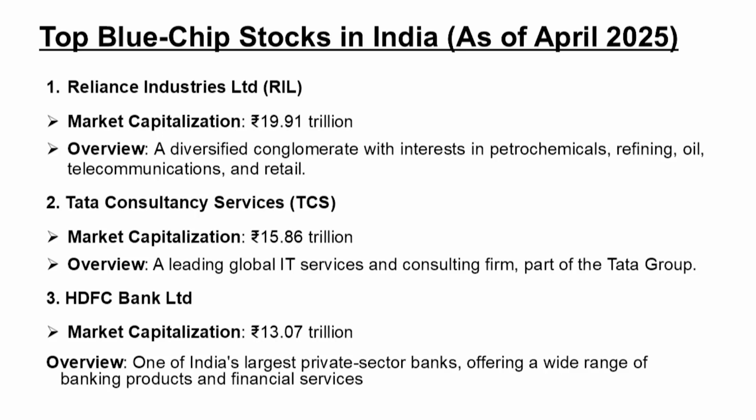Now, let us discuss the various top blue chip companies in India and the various types of blue chip company stocks as of April 2025. Reliance Industries Limited is there with a market capitalization of 19.91 trillion. It is a diversified conglomerate that has interests in the petrochemicals, refining, oil, telecommunication and retail sectors of the economy. Then we have Tata Consultancy Services.